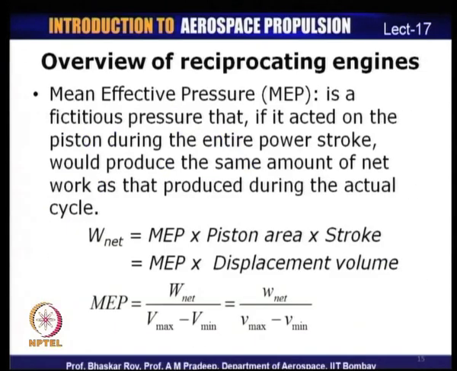And the other important term that we will need to understand is the mean effective pressure, which is basically a fictitious pressure that, if acted on the piston during the entire power stroke, would produce the same amount of net work as produced during the actual cycle. So, net work output is equal to the product of the mean effective pressure, the piston area and the stroke, which is basically mean effective pressure times the displacement volume.